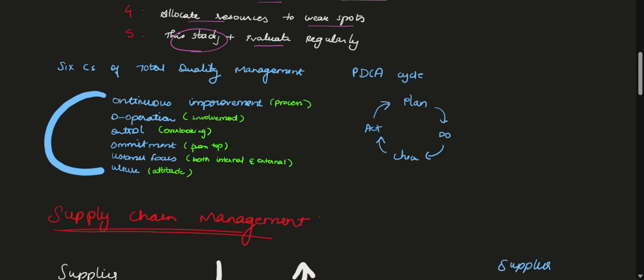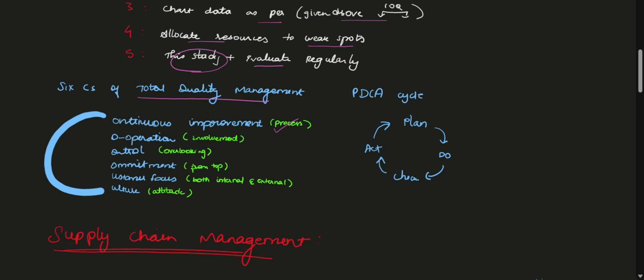Next concept we have total quality management. Here we have 6 C's. First is continuous improvement. The process should be improved continuously, and there should be cooperation, which is involvement of every employee. Next we should have control. There should be proper controls, documentation, and overlooking, and commitment from the top. And there should be customer oriented, both internal customers and external customers. And finally the culture should be changed, the attitude of the people should be changed.